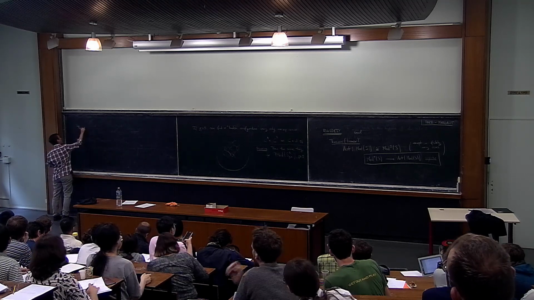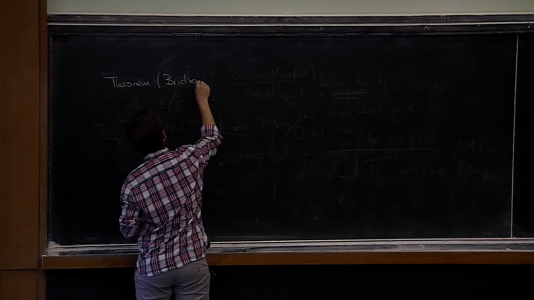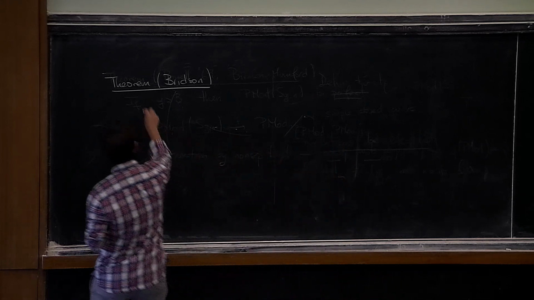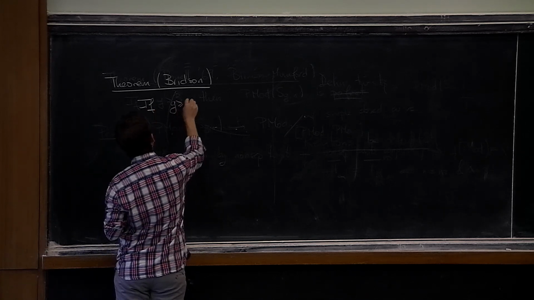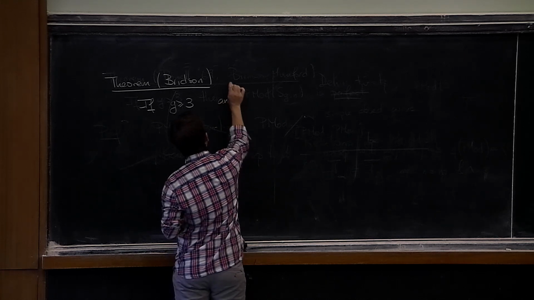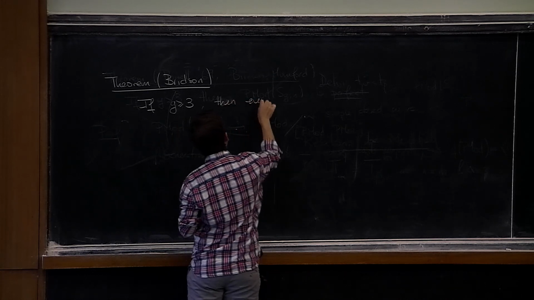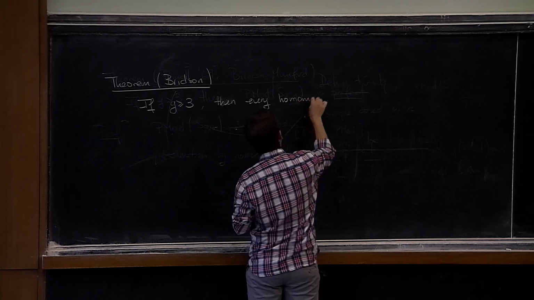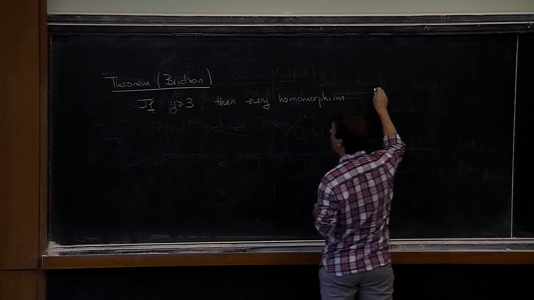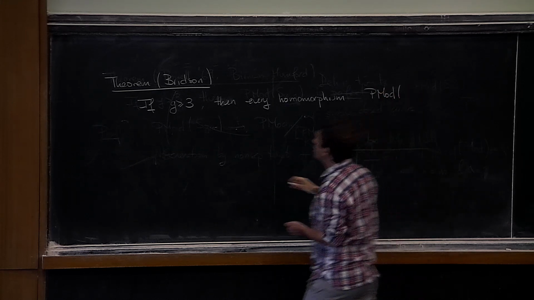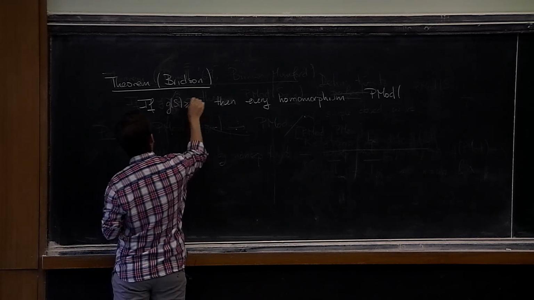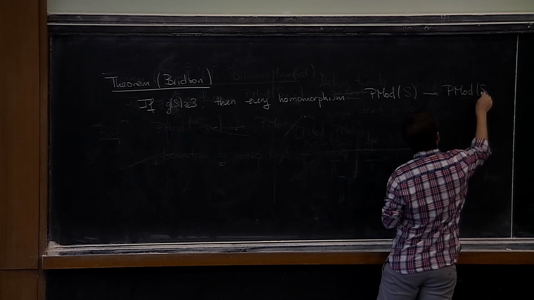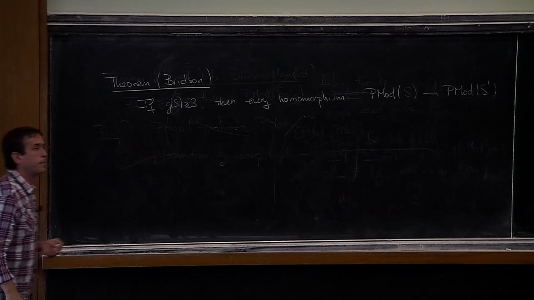There's a theorem which initially I wanted to prove, but I'm not sure I have the time. A great theorem of Ivanov that says that if the genus is at least 3, then every homomorphism, it doesn't have to be an automorphism, it doesn't have to be injective, just any homomorphism from the pure mapping class group, so this is genus of S, into some other mapping class group sends Dehn twists to Dehn twists.